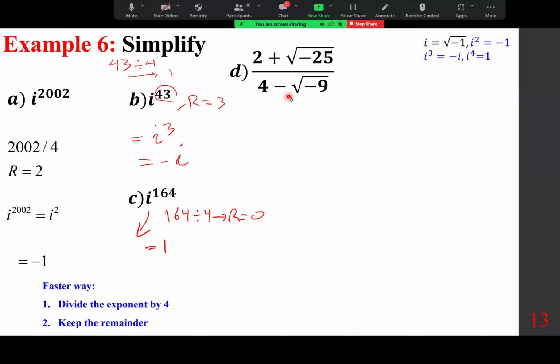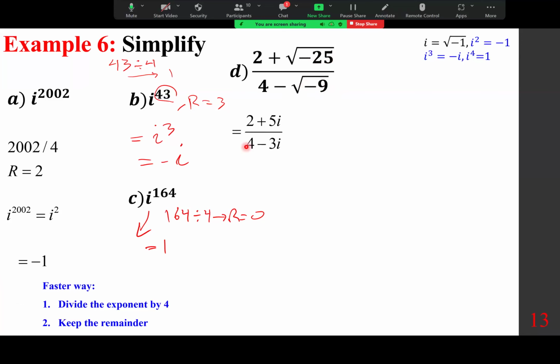All right, to do this, first and foremost, we are going to make a change. The square root of 25 comes out as 5, and the square root of -1 is replaced with i. The negative inside changes to i. You must change it. The square root of -9 comes out as 3, and the negative inside changes to i. So that's the first thing.